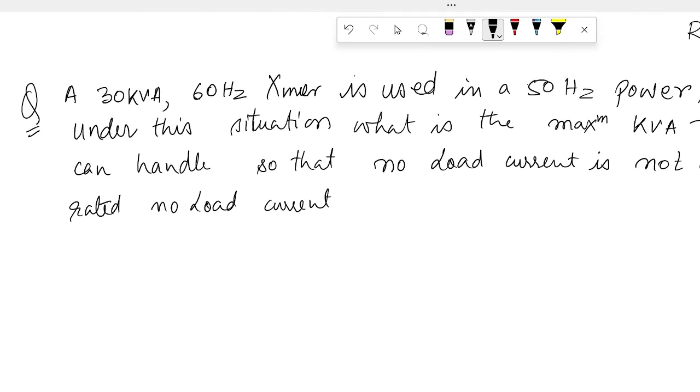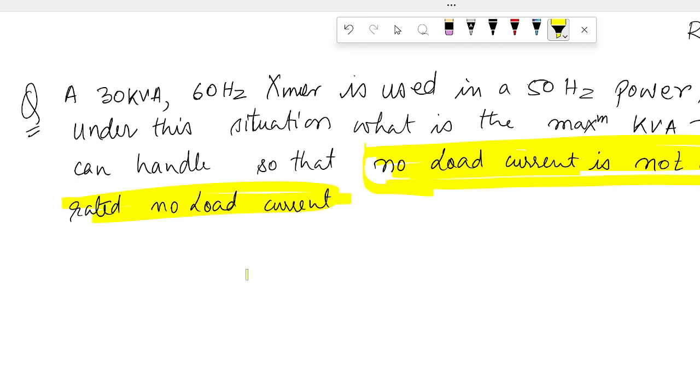So you have a 30 kVA, 60 hertz transformer, initially designed to operate at 60 hertz. Now we are operating this transformer in a 50 hertz system, and the condition is that you have to find the maximum kVA this transformer can handle without the no load current exceeding the rated no load current. What do you understand by this? Any one of you? Yes sir, magnetizing current. The maximum value of kVA is 25 kVA.